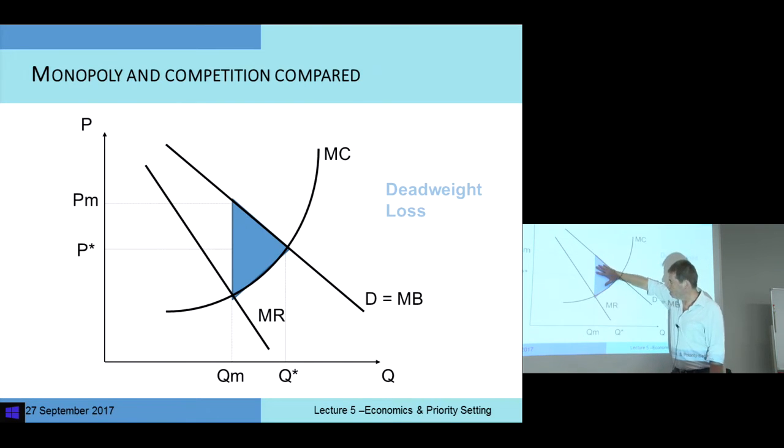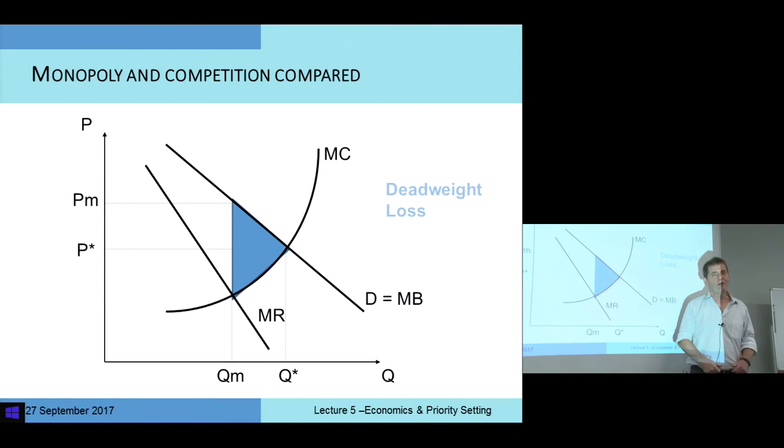Now, we've actually lost all this benefit here under the demand curve, but we've saved these resources here under the marginal cost curve. And so this is lost. Now, it's not gone into anyone's pocket. The government hasn't gained it or something like that. It's gone forever. And we actually call it a deadweight loss. And this is the simple reason why monopoly is seen as a bad idea.